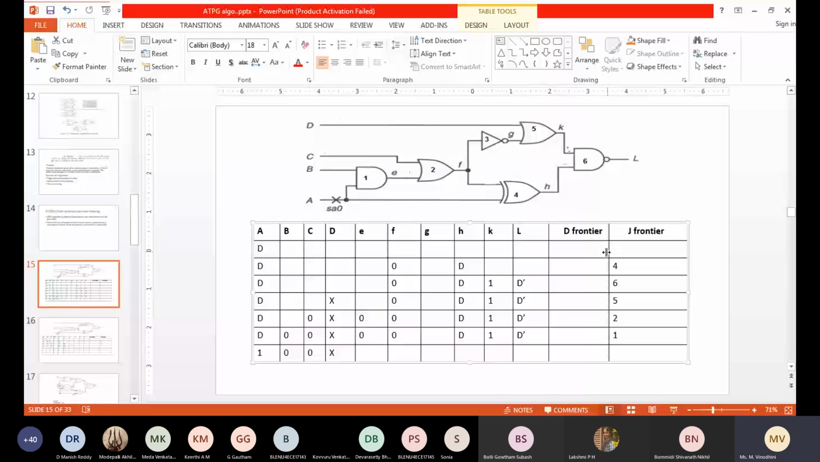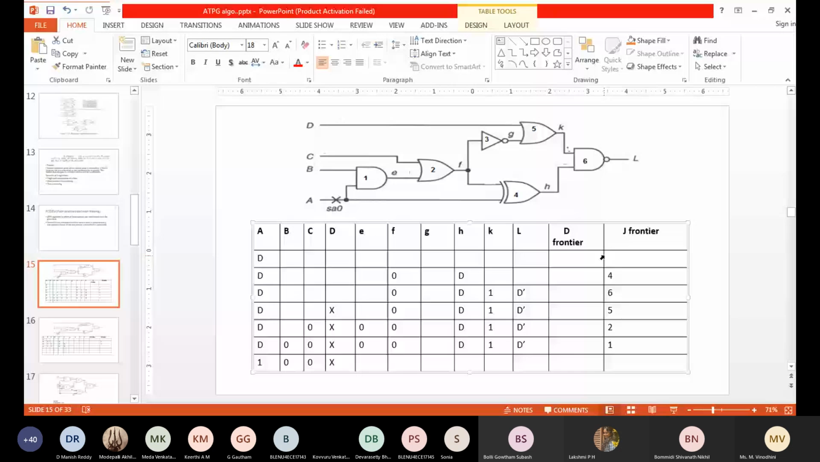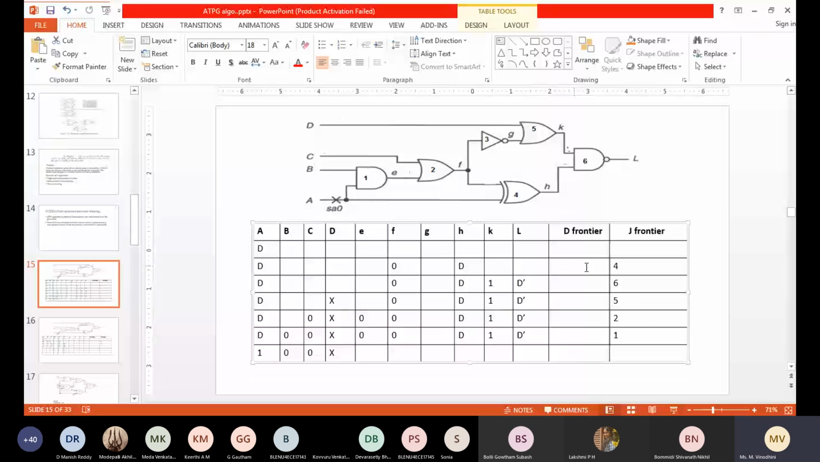J frontier and D frontier, to my understanding, can confuse you a little: whether you have to enter this in D or in J. So be clear with the J frontier and D frontier concept, and then when you enter, it will be easier.